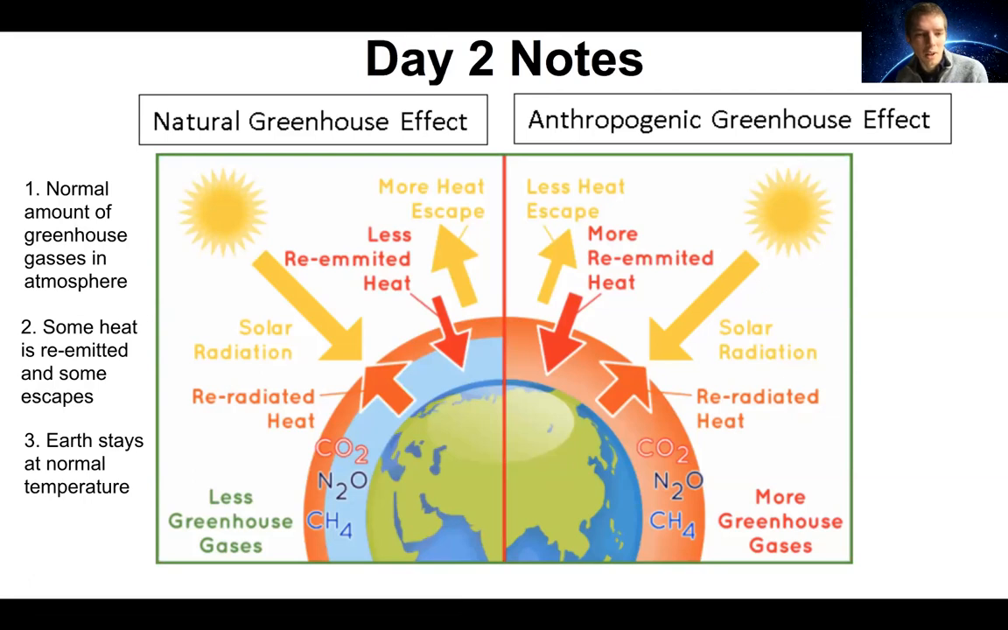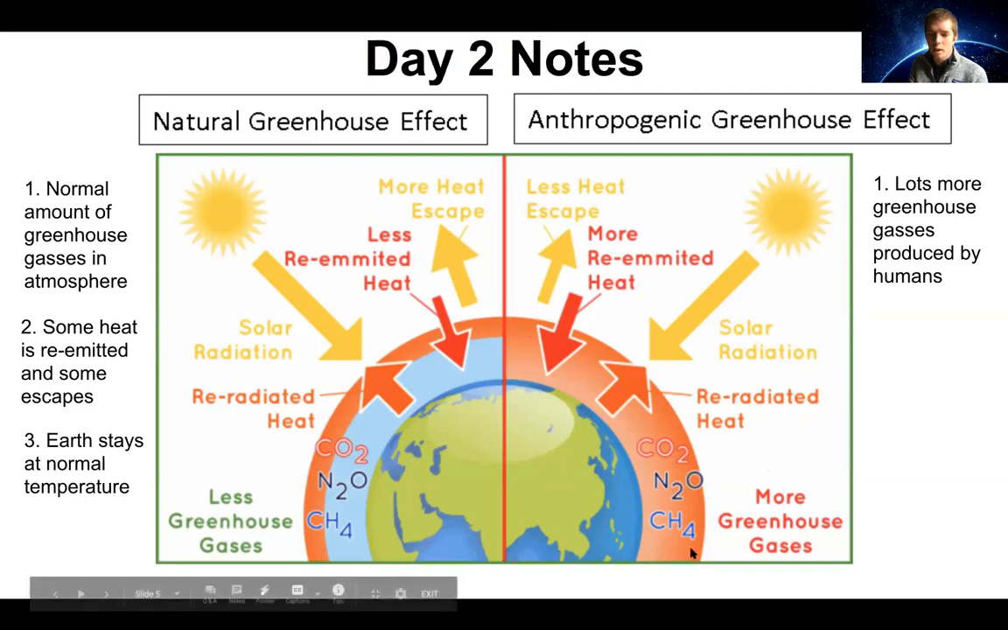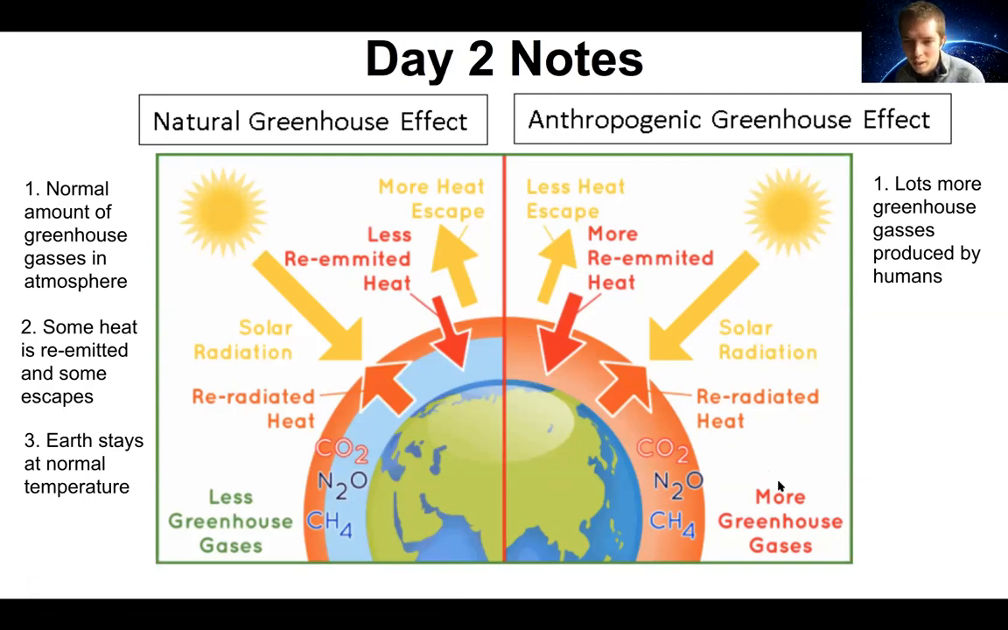Now, as humans came along, we created something called the anthropogenic greenhouse effect. Again, that is our human-created greenhouse effect. And the way that works is there are lots more greenhouse gases in the atmosphere. You can see this down on the bottom right. More greenhouse gases, that means more carbon dioxide from our factories, cars, planes, and trains.